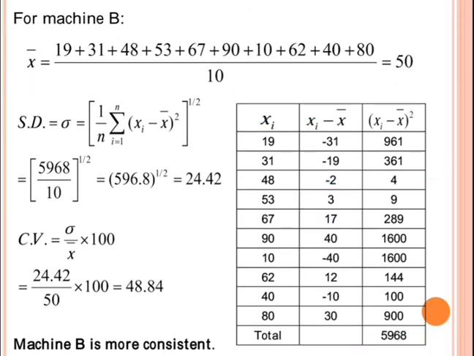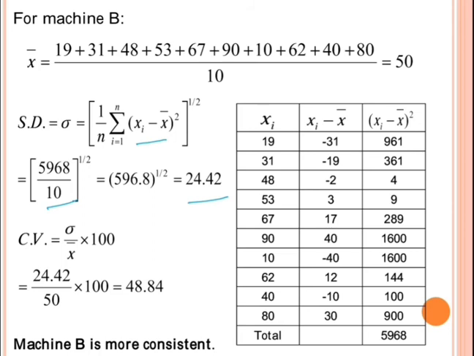5968. Now I will put these values over here. So 5968 divided by 10. On simplifying and taking the square root, you get 24.42 as your answer. So this is the standard deviation for machine B.